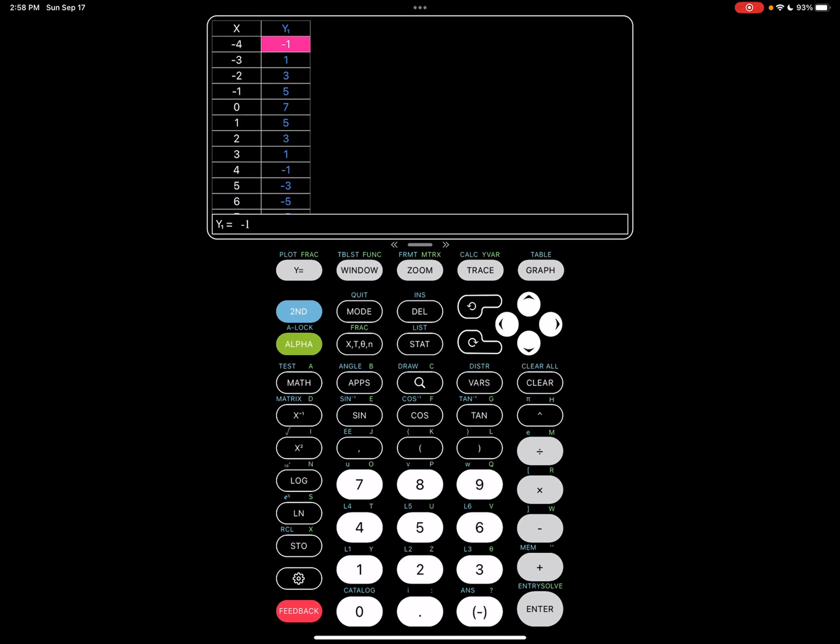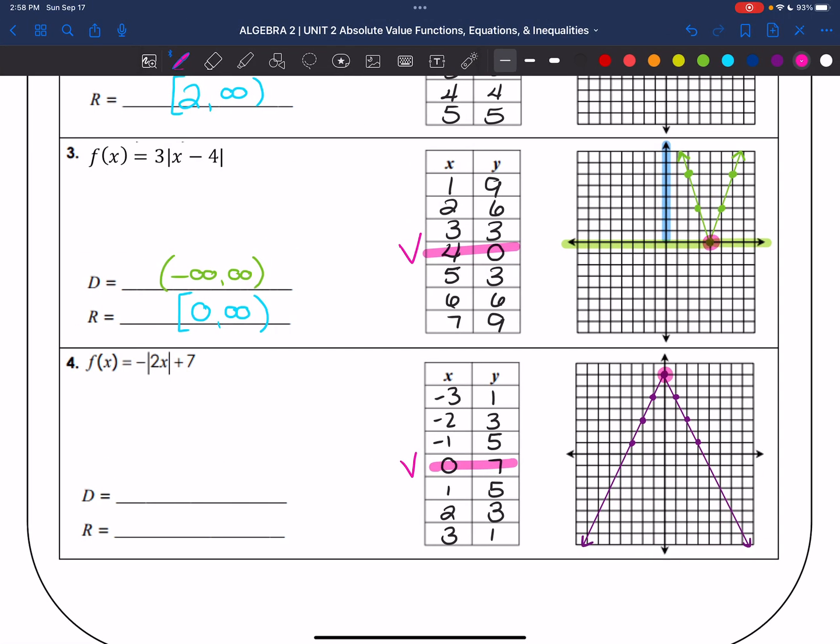Interesting. But that turn happens here at 0, 7. Do you see? It goes 1, 3, 5, 7, and then it turns and starts going down. 5, 3, 1. So that's our turning point. Our turning point is 0, 7. That is the vertex. And then I've got some points from my table that I copied on either side, and I plotted them as well.